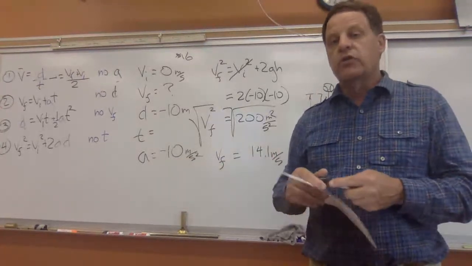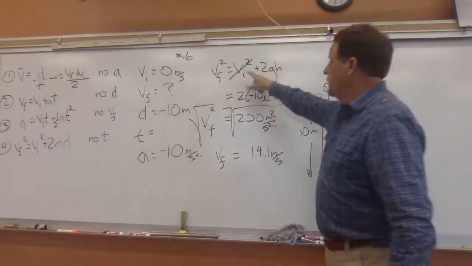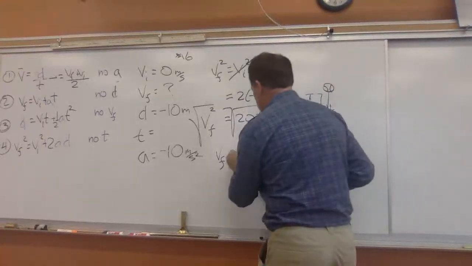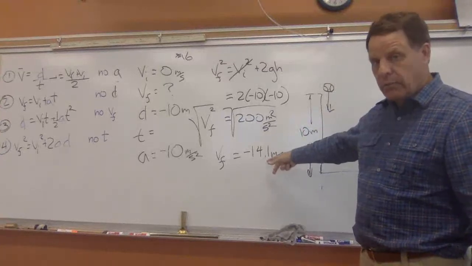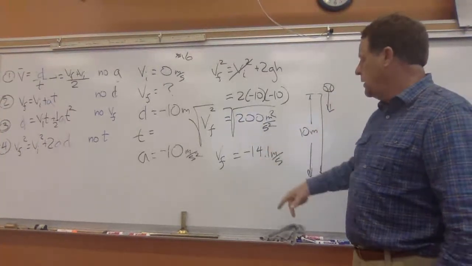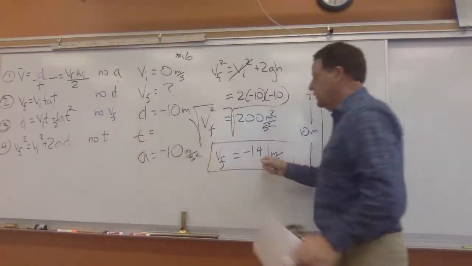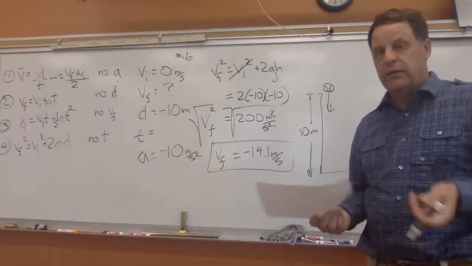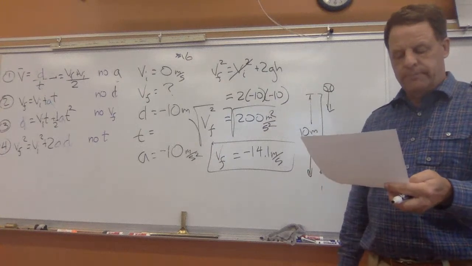Okay, but again, this can get tricky because I'm saying up is positive, and if this ball is falling, it's going negative. So remember, -14.1 times -14.1 is still positive 200, okay? And so this is going to be our answer. So don't get fooled by not putting the negative, even though your calculator is telling you what the positive is.